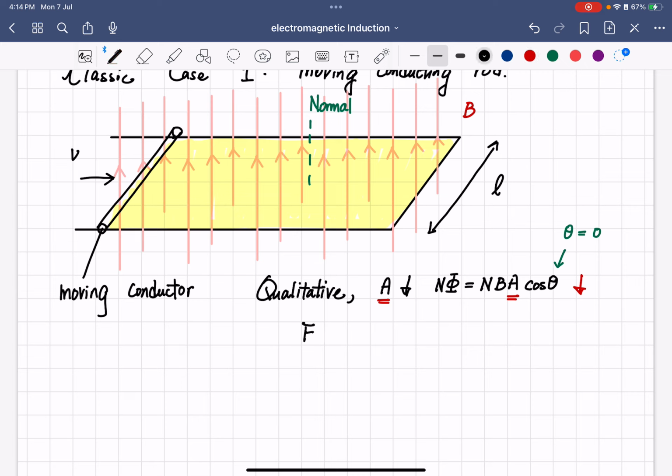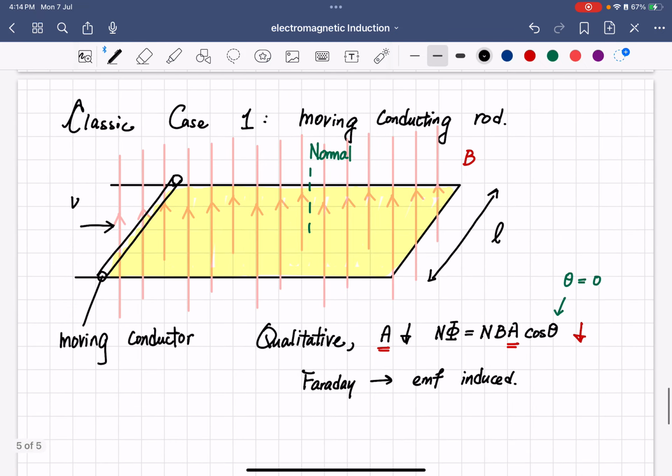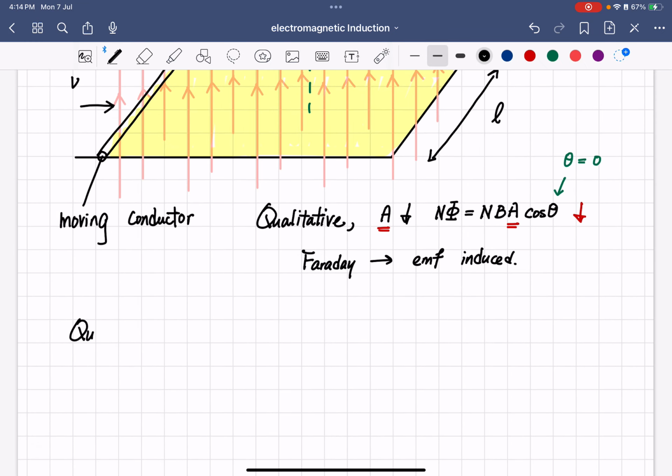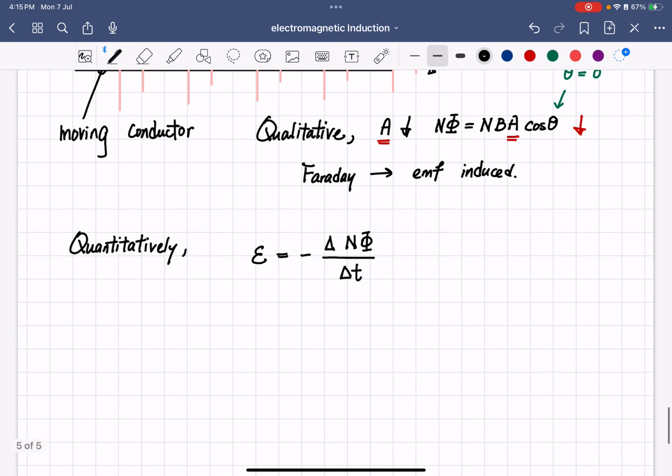So by Faraday's law, we will conclude that there will be an EMF induced. Now we have discussed this in the lesson, and now we want to make it quantitative. So quantitatively, we look at the equation that EMF is equal to minus delta N phi over delta t.